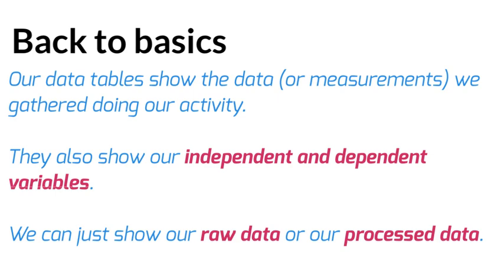Our data tables show what we measured in relationship to what we changed in our activity. So our data table should show us our independent variable and our dependent variable, and they should be rather clear. When we actually collect the data, what we collect is called raw data. Most of the time, we are going to fiddle with that data. We might do some calculations, we might do other things with it. What we do then is called processed data.